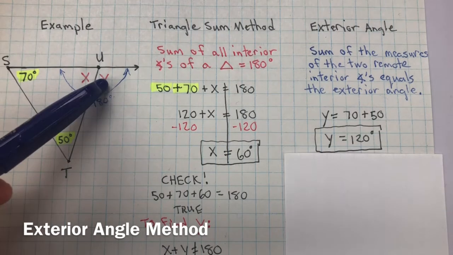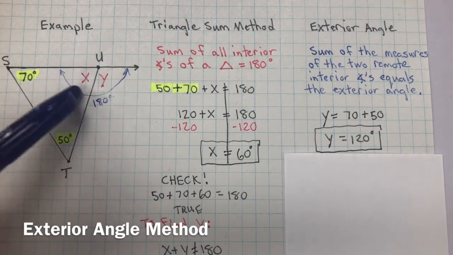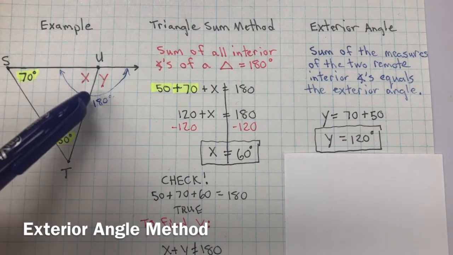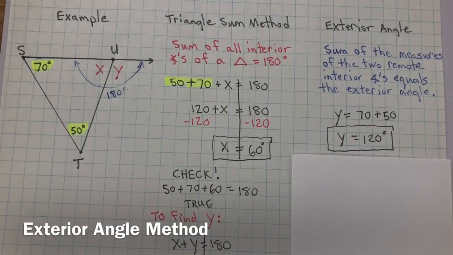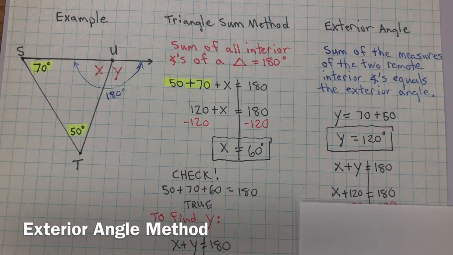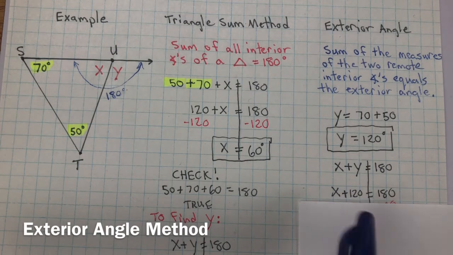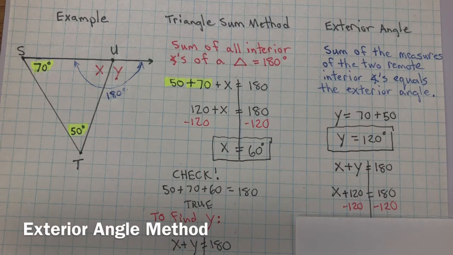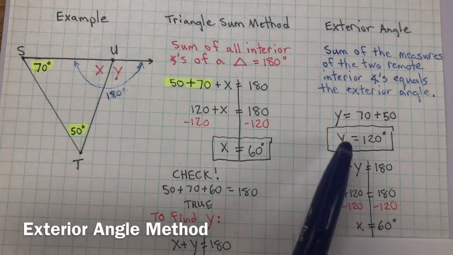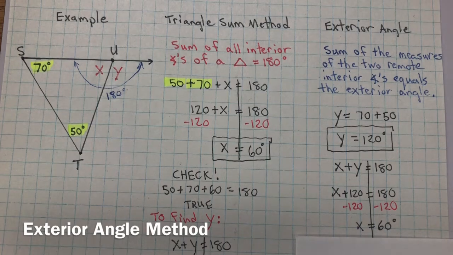And now we have to find the measure of angle x. And remember, these are supplementary angles, or a straight angle, which equals 180 degrees. So we have x plus y equals 180. So x plus 120 equals 180. Subtract 120 from both sides, and we get x equals 60. And we can check to make sure this is correct. 120 plus 60 does equal 180 degrees.